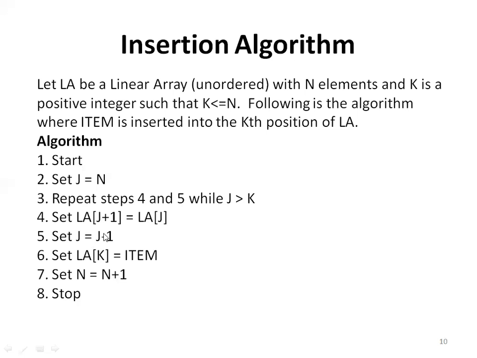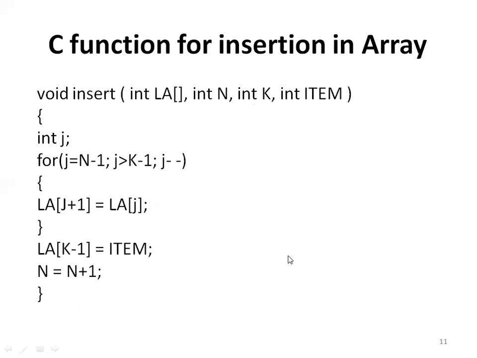And after shifting all the elements from the kth position to the end of the array, now at the kth position we have the vacant position, and there we can insert the data item. So LA[k] equals item, and then we can increase the size of the array by 1. So n equals n plus 1. One more position is added in this array, n equals n plus 1. So this is how insertion is done in a one-dimensional array.